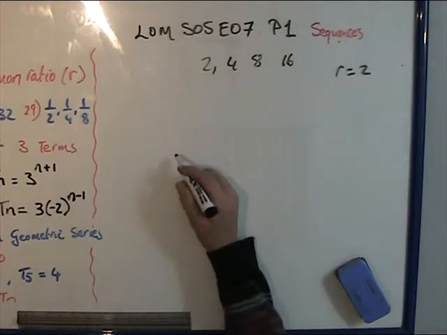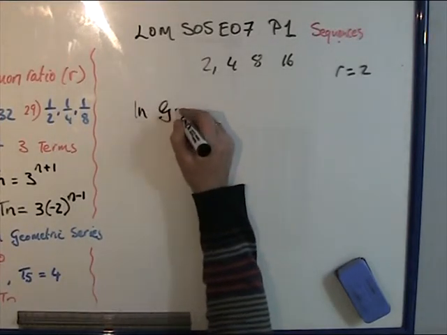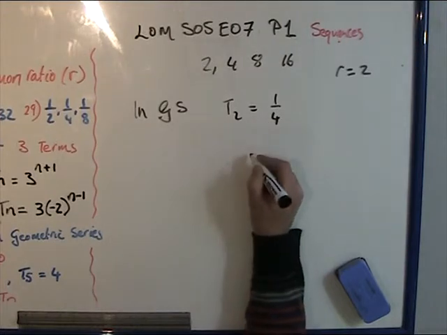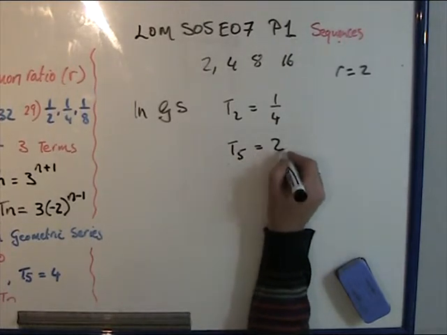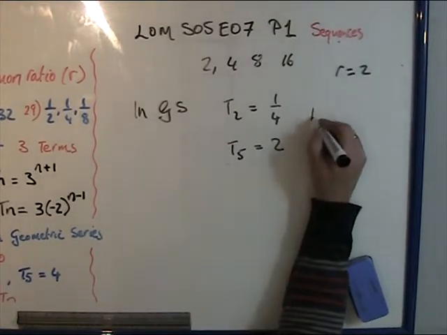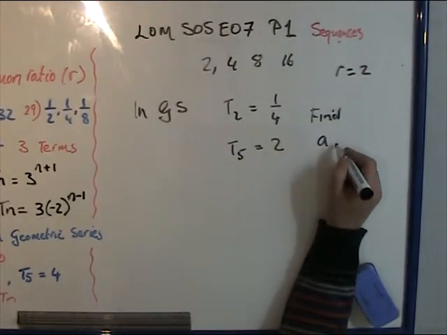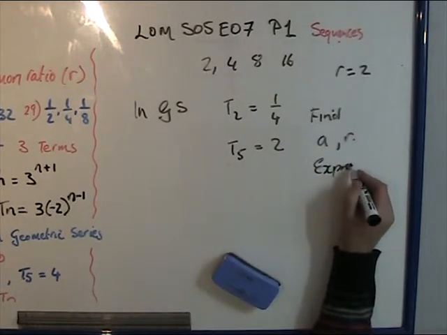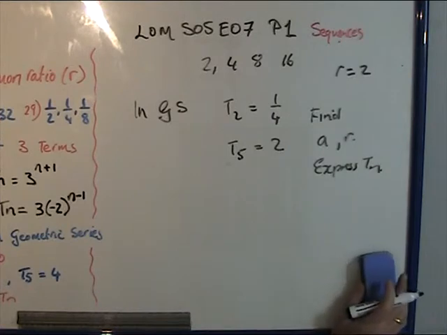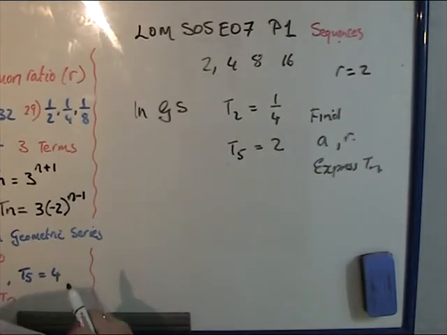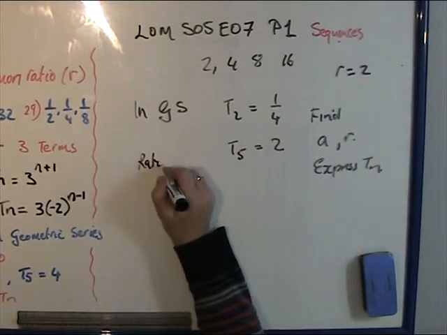So in a geometric sequence, or GS I'm going to call it now, T2 is equal to a quarter, and T5 is equal to 2. It says find A, the first term, and R, and then express as Tn. So that would be it, right? Now, I've got two, and these are ratios. You might have remembered ratios had to do with a triangle, but I'm going to put it into a triangle type thing.